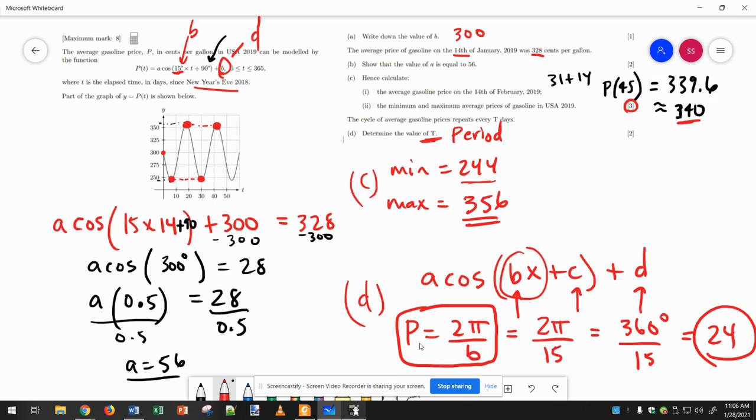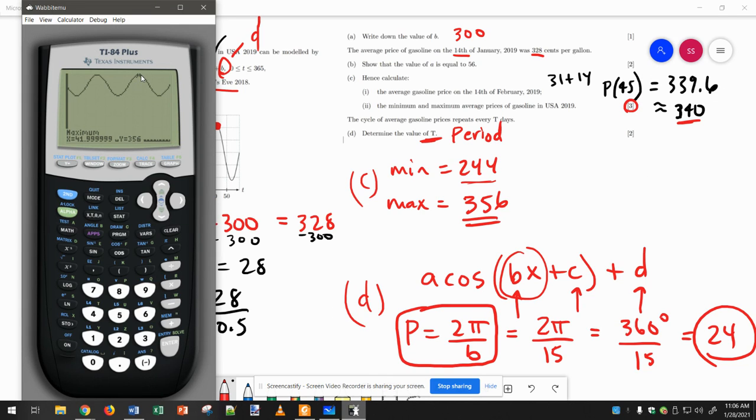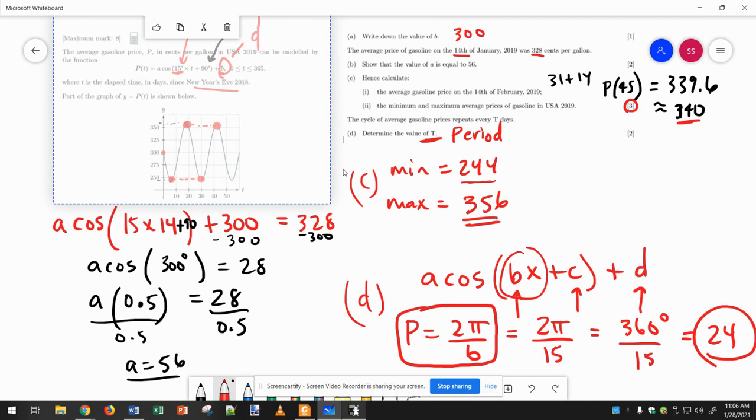If that doesn't make sense, or if you forget this formula, it's not in the formula booklet, then I would just use the calculator, find the difference between two maxes or the difference between two mins, and you've got it.